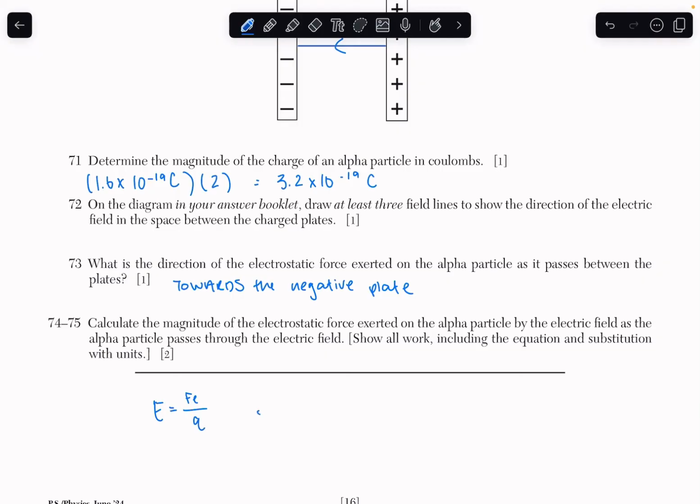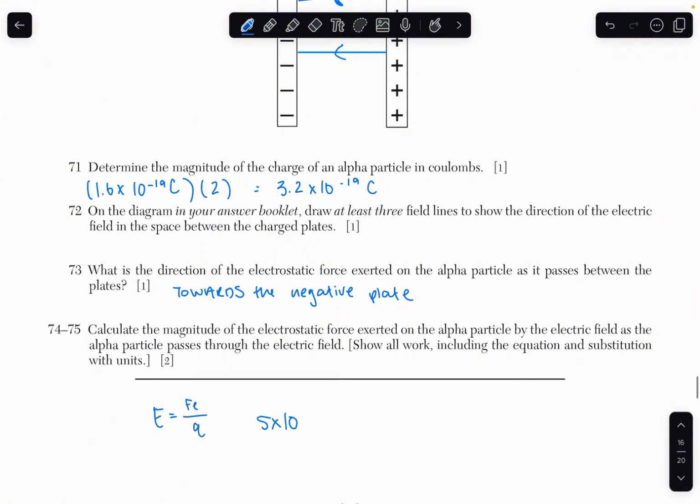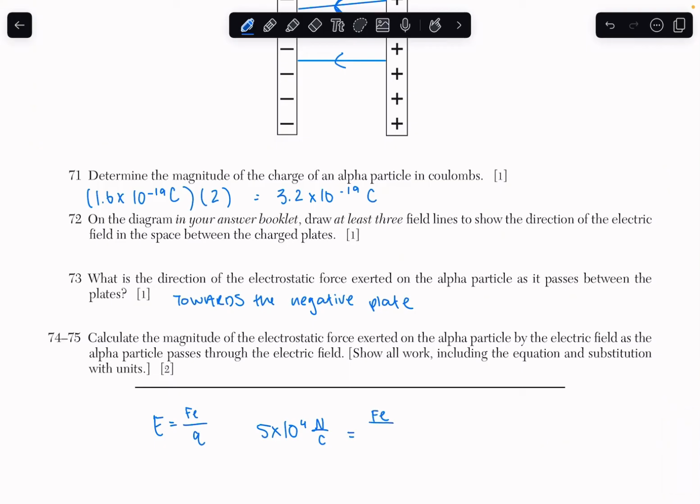So we have E, that's 5 times 10 to the, I have to check up here. 5 times 10 to the 4th newtons per coulomb, and that is equal to Fe over 3.2 times 10 to the negative 19 coulombs. So once we solve this out, we're going to get Fe equals 1.6 times 10 to the negative 14th newtons.